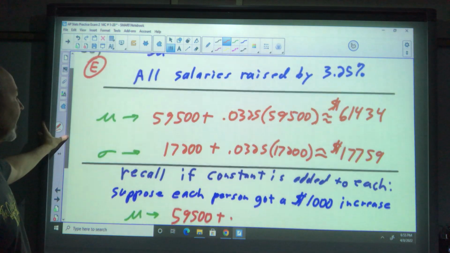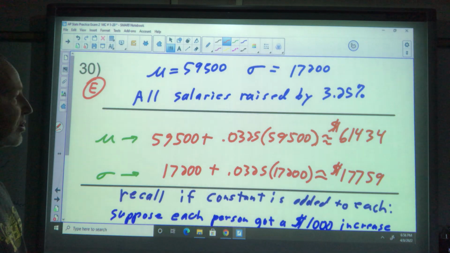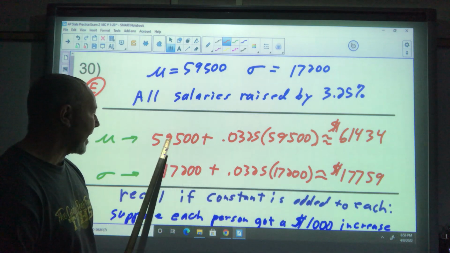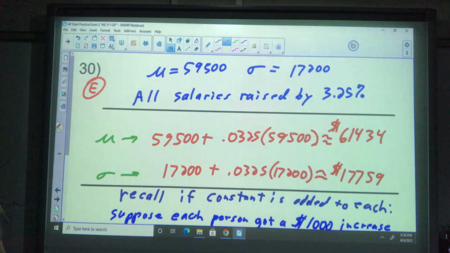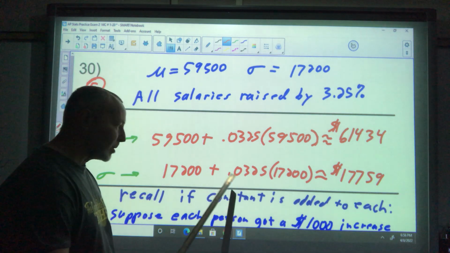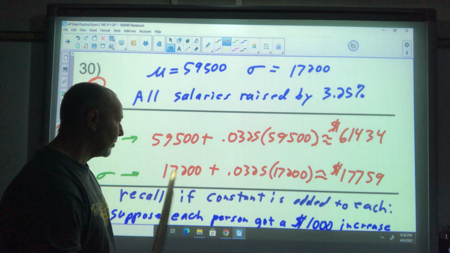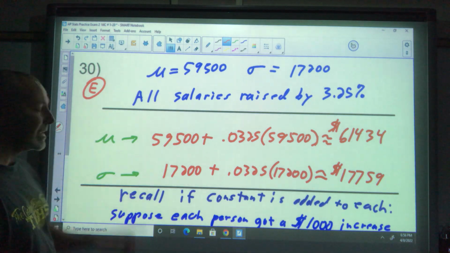Okay, so here we go. In our problem, we start out with that mean and that standard deviation. All salaries raised by 3.25%. So the increase was 3.25% of the salary. If I add that on to that salary, I have a little decimal there, but it's approximately $61,434 as my new mean salary. And my standard deviation, since we're multiplying, it's going to change the measure of spread. So we go ahead and multiply that by the standard deviation as well. That's my increase in standard deviation. So this plus that value equals 17,759. Okay, that's the correct answer, which is the E on your paper.